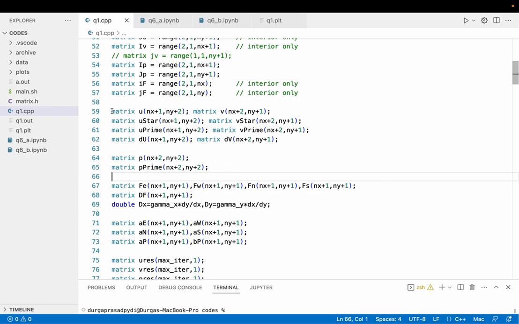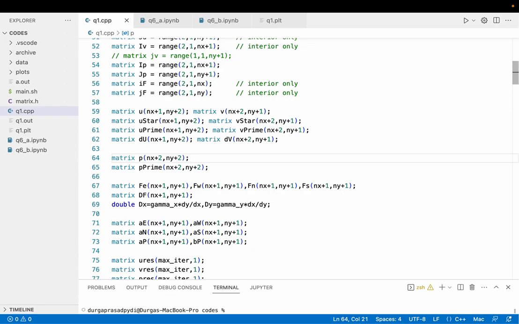Yeah, so what I was saying is I've just declared these arrays of whatever size we have discussed. So u will be nx plus 1 and ny plus 2, and v will be nx plus 2 and ny plus 1. Similarly, u star and v star are the velocities you obtain after solving your momentum equation. u prime and v prime are the velocity correction equations.